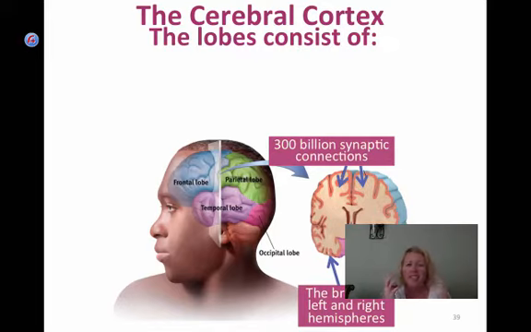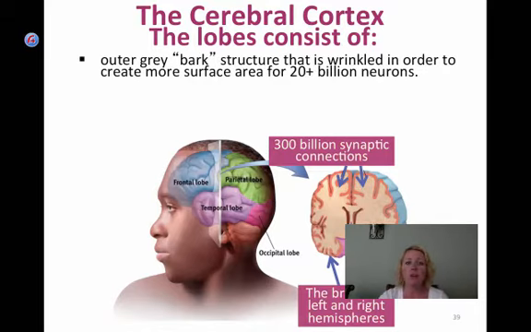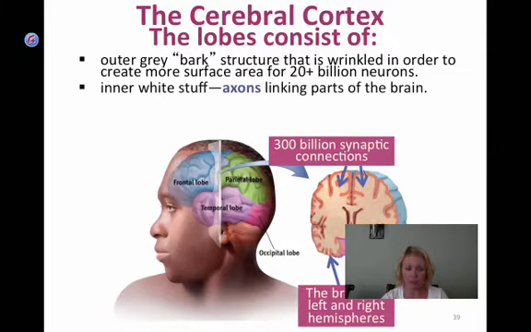It's all the stuff you think of when you think brain, right? It's all the kind of squiggly pink stuff that surrounds and encases the limbic system and then the brainstem. The cerebral cortex is kind of a gray bark structure that's wrinkled in order to create more surface area. If you've ever wondered why there were wrinkles, well, the wrinkles allow for us to squeeze more neurons in. There's 20 plus billion neurons in our brain.